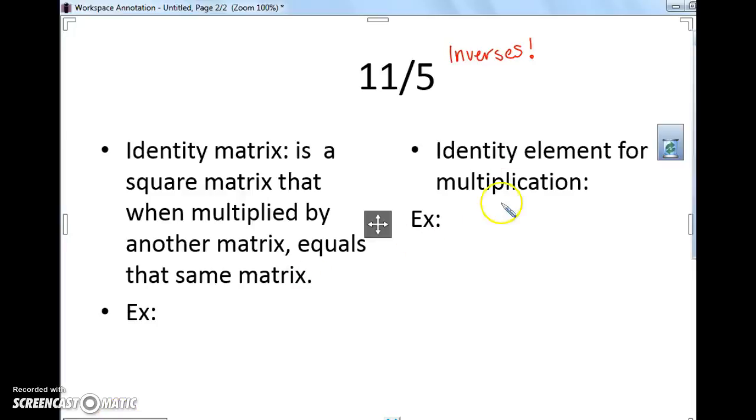2 times 1, I get 2. If I do 5 times 1, you get 5, you get the number back. So the identity element is the 1 for multiplication.